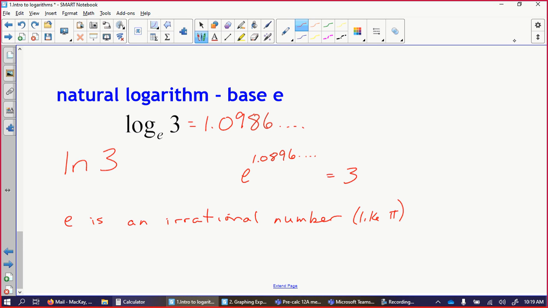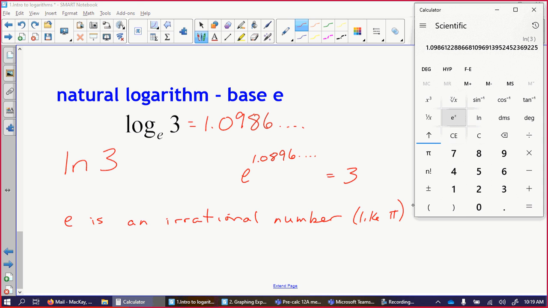There's a number of ways to define it. One is a limit, which I'll talk about in 12b or calculus. The square root of 2 is irrational as well. Let me clear this. e to the 1.